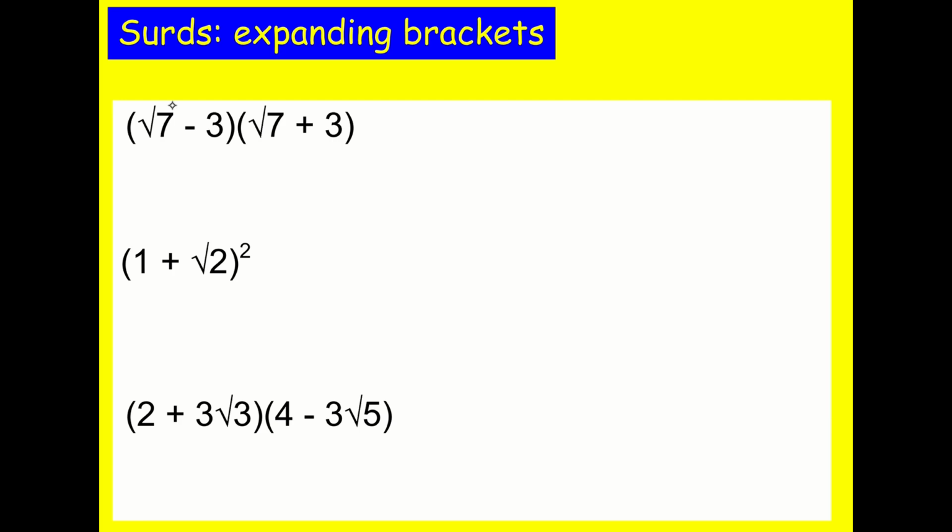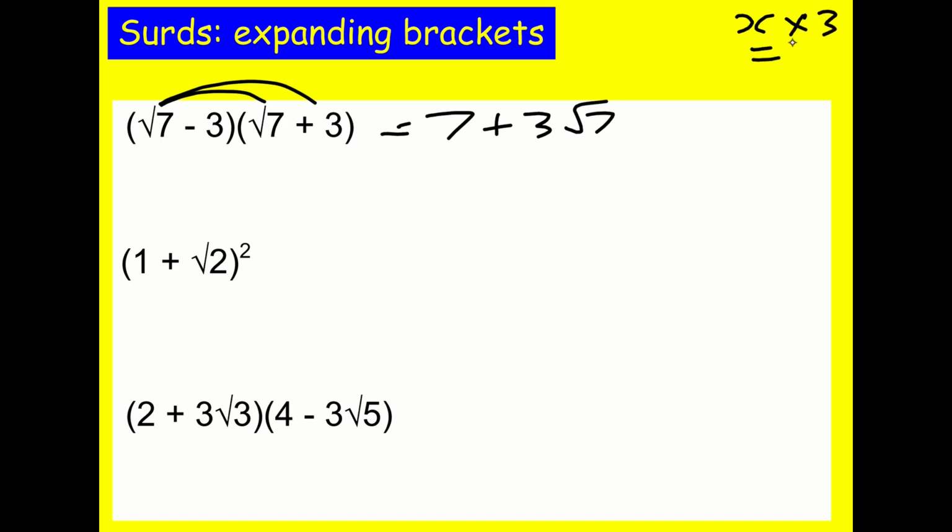Okay, so when we expand brackets, we basically take the first term and multiply by these two here. So that's going to give me root 7 times root 7, which is 7. And then we're going to add on 3 root 7. I could write root 7 times 3, but it's the same as if you have x times 3. We always write that as 3x. I then take the next one in the left-hand bracket, and that's going to give me minus 3 root 7, and I've got minus 3 times 3, that's going to give me minus 9.